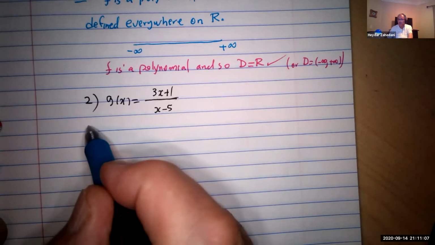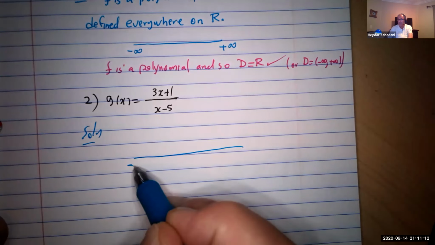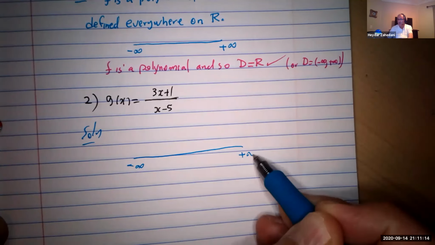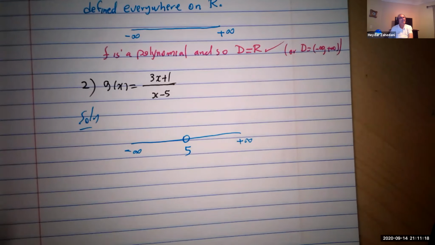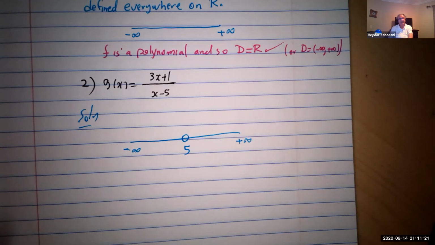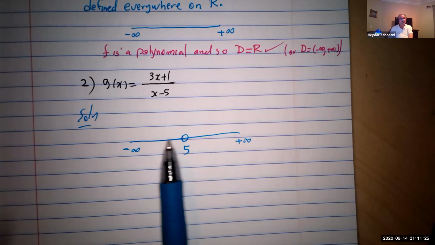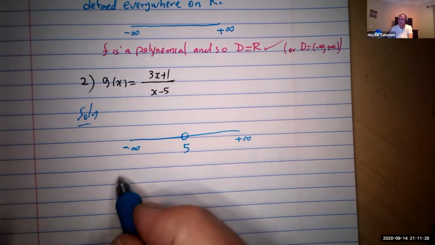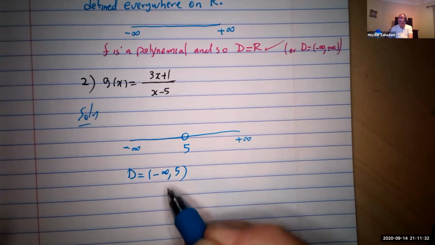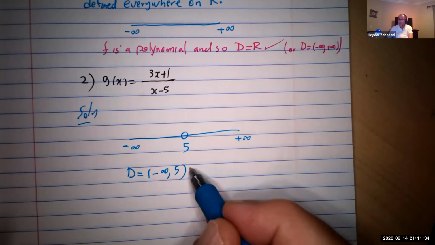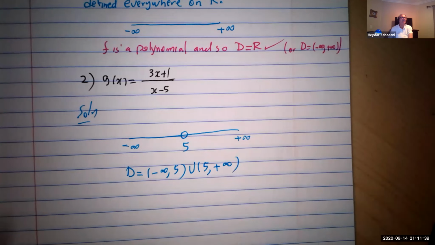Okay, so for your solution, you have your number line. You see this is your number line. You have to take this 5 out, because your function is not defined at 5. So the domain of your function is two partitions. The domain is, you start from negative infinity, you arrive at 5, union with, you start with 5, and you go to positive infinity.